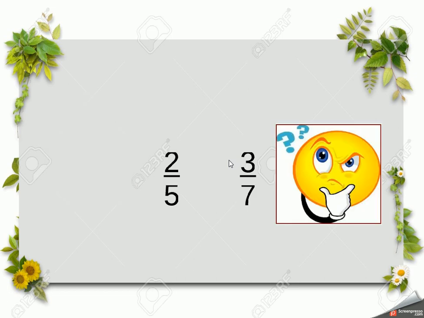But what do we do when the denominators are different? Here we've got 2/5 and 3/7, so we don't know which one is bigger. If we're looking at each individual piece, then a 1/7 is smaller than a 1/5, but there are 3/7 and there are 2/5.